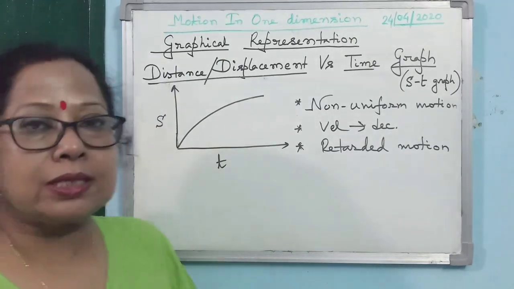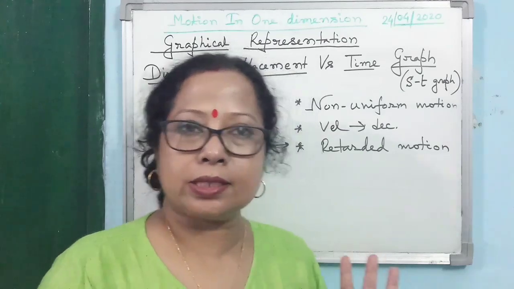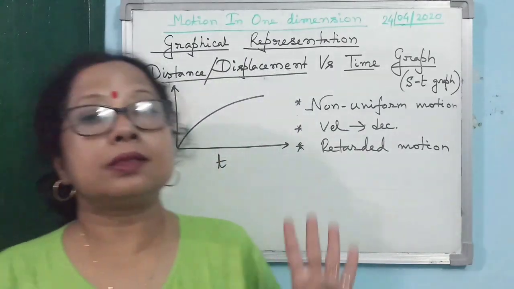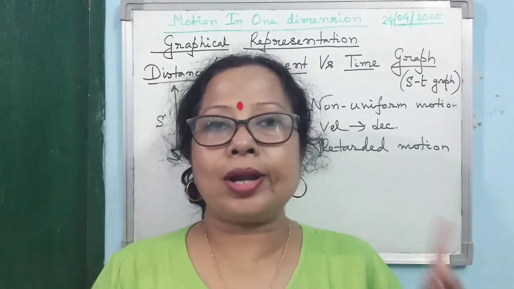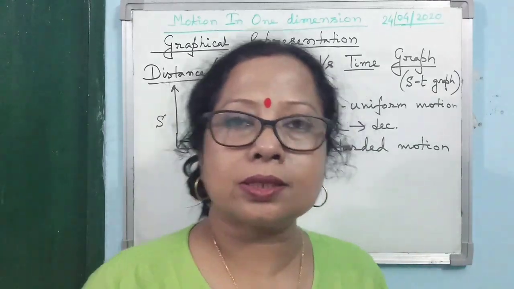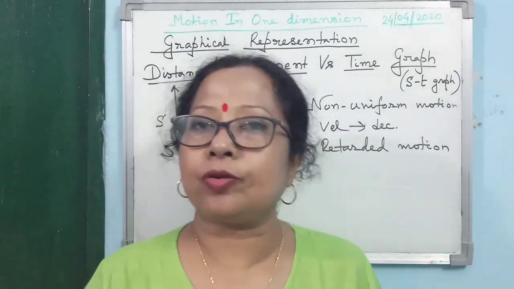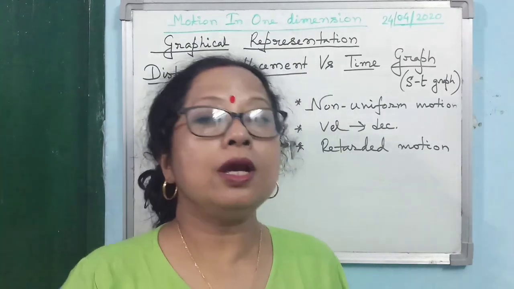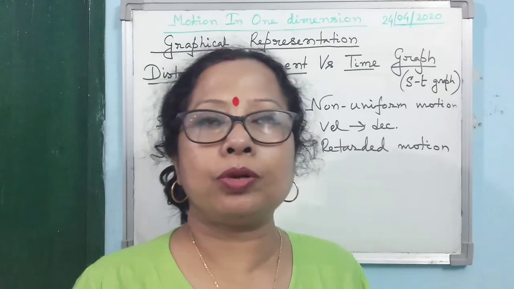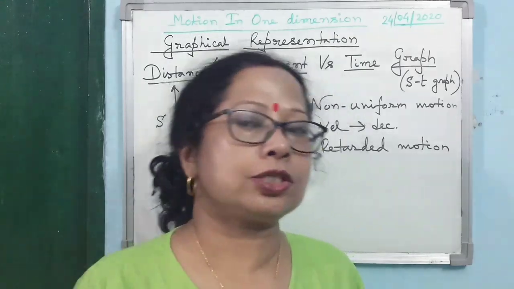So I have discussed four kinds of ST graph. I am just summarizing that. First one was a straight line parallel to the time axis. What does it represent? Body is at rest. Second one, it was a straight line passing through the origin. What does it represent? Uniform motion, velocity constant, acceleration 0.